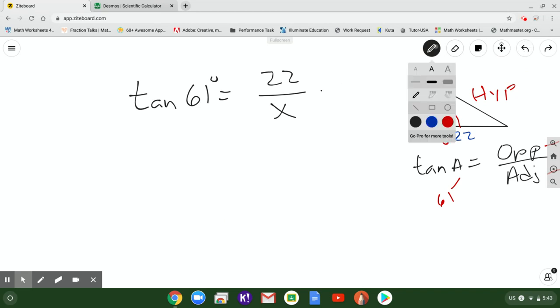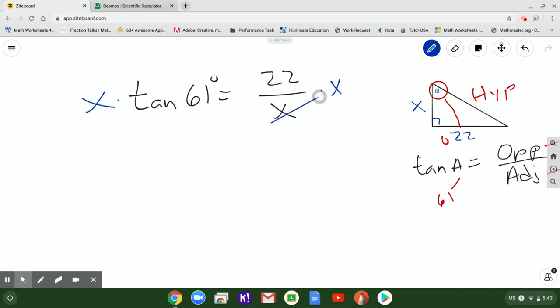So that's not what you're going to have to do. You have to multiply by the denominator. So you're going to have to multiply by X to get it out of there. Okay. Now I'm going to rewrite what I have. So now I have X times tangent of 61 degrees equals 22. All right, I'm almost done.